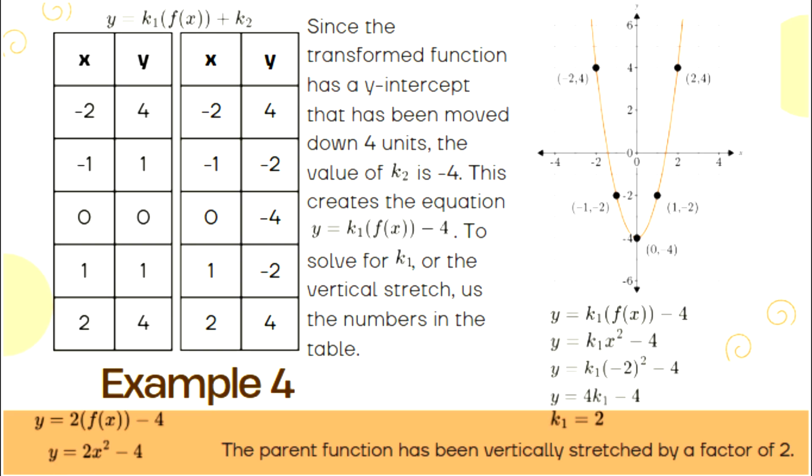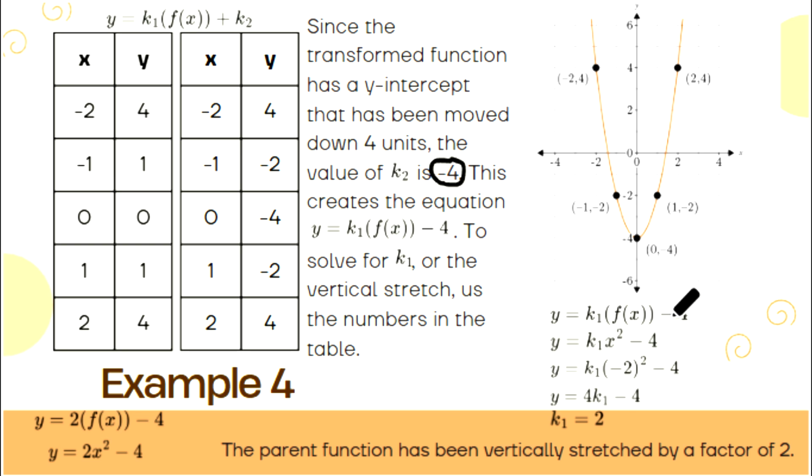Since the transformed function has a y-intercept that has been moved down 4 units, the value of k2 is -4. This creates the equation y equals k1 of f of x minus 4. To solve for k1, or the vertical stretch, use the numbers in the table. Okay, so we figured it out because you can just go up 2 over 1, so we know that the slope is 2, but you're not always going to be able to do that. So what you would do is get the k value that you can determine, which in this case is k2, and plug it into your formula, okay? And then we're going to isolate k1.